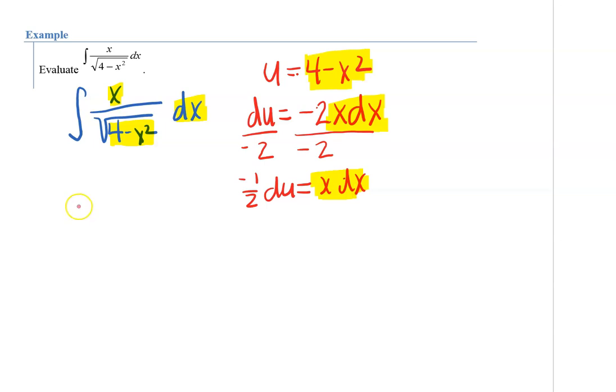So now I'm going to rewrite it in terms of u. I have the square root of u, and then x dx was that negative 1/2 du.